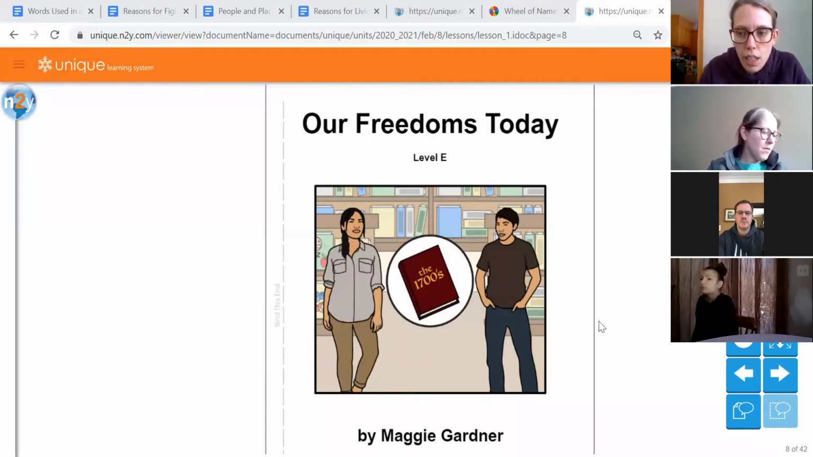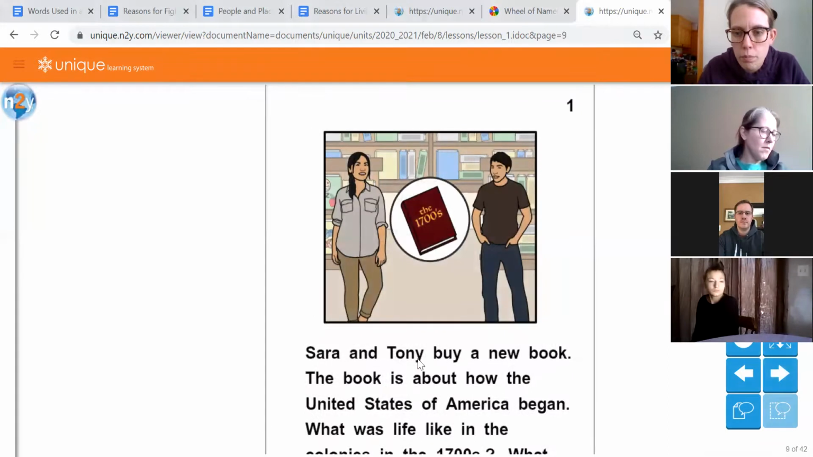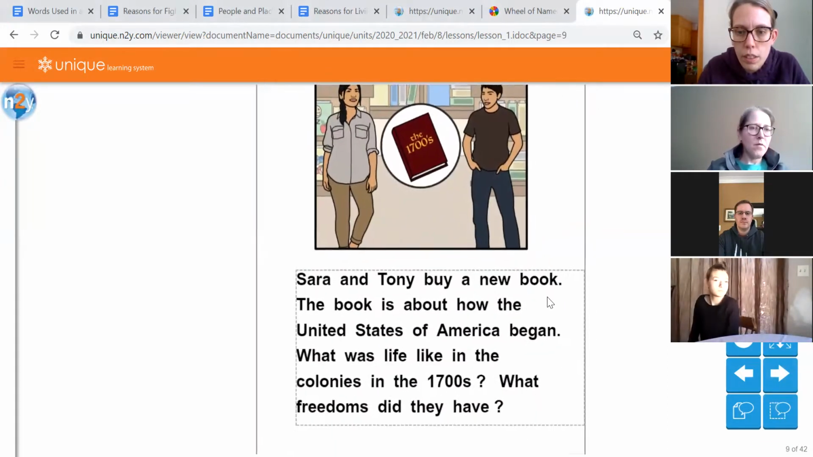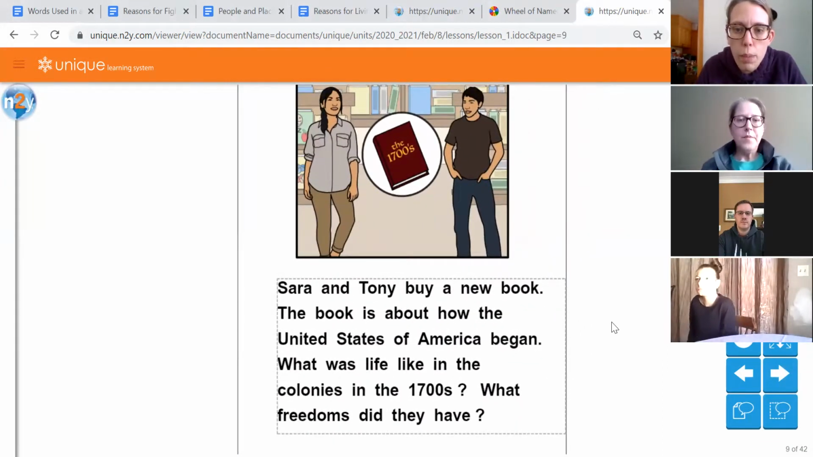Our freedoms today. Sarah and Tony buy a new book. The book is about how the United States of America began. What was life like in the colonies in the 1700s? What freedoms did they have?